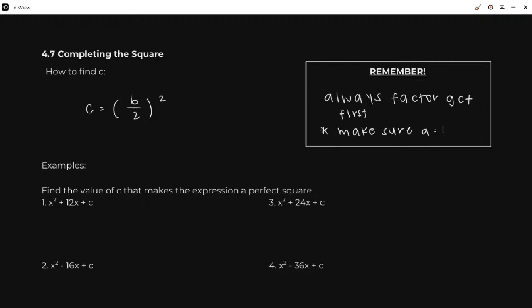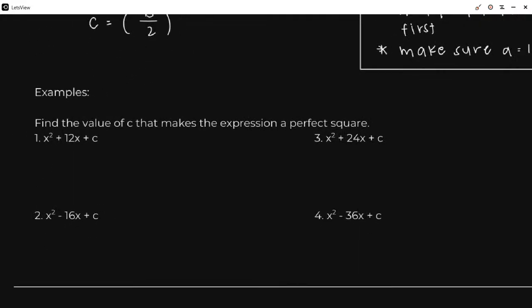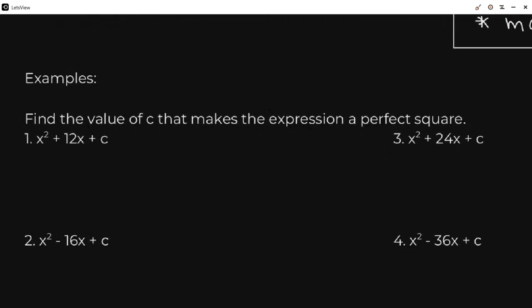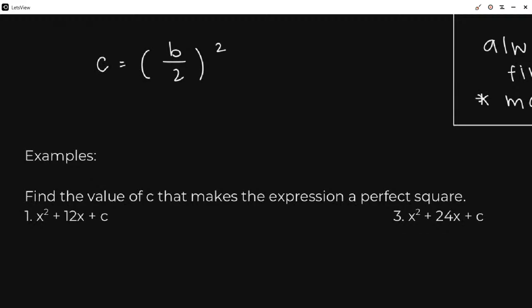Okay, so in these first examples, we want to find the value of c that makes the expression a perfect square. So we'll just be using this equation up here. So all equations are in standard form, so ax squared plus bx plus c. So the only number that we really need to look at in these problems is b, and we just have to make sure that a is 1. So c would equal 12 over 2 squared, which is 6 squared, which is 36.